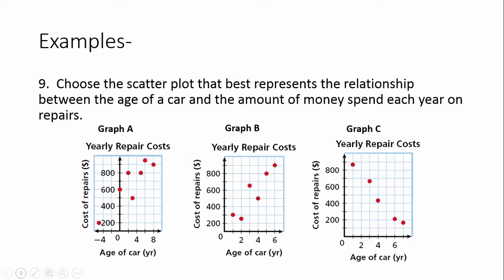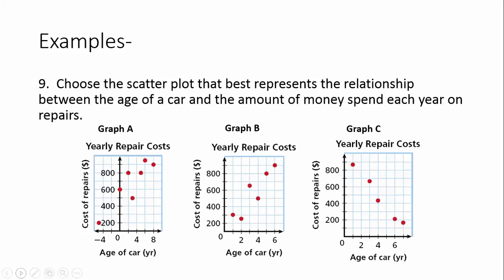A couple of examples here now where you are given a situation and asked to find the scatter plot that best represents that relationship. So here we have scatter plots that are discussing the age of a car and how much money is spent on repairs. And so if you think about that just in your head for a moment, you've got cars, they're getting older. Are you spending more money on repairs or less money on repairs? Typically, the older a car is, the more money you're going to spend on repairs.